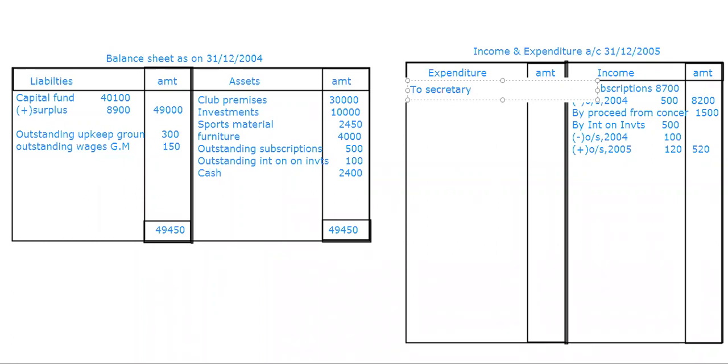To secretary salary. It is 3,600. Then to upkeep of ground. We have adjustments, so I'm going to take here. And last year he gave, so that's why outstanding of 2004, which is 300. So therefore it will be 1800.